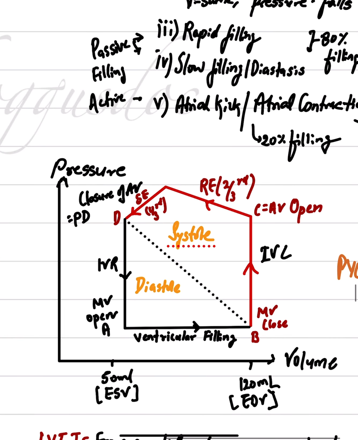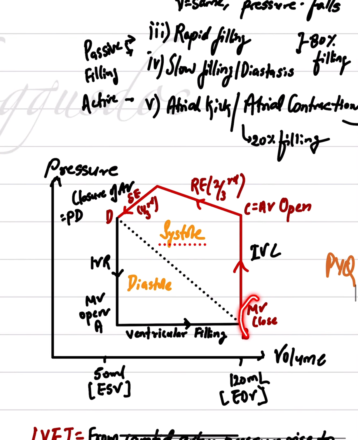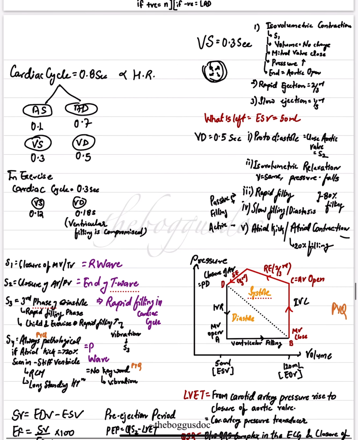Okay. So if you can see by this diagram, 50 ml is the ESV, the systolic volume. After that, the ventricle started filling, and the mitral valve is closed now. When the mitral valve is closed, which step is initiated? Ventricular systole has started, meaning isovolumetric contraction. Which valve is open after isovolumetric contraction? The aortic valve.